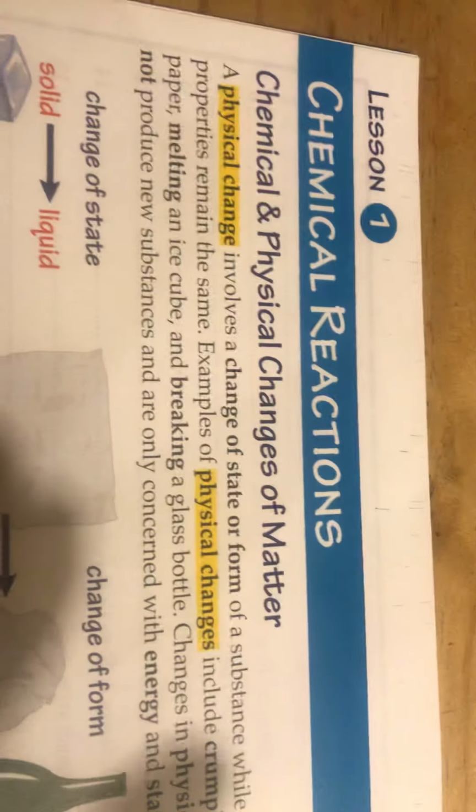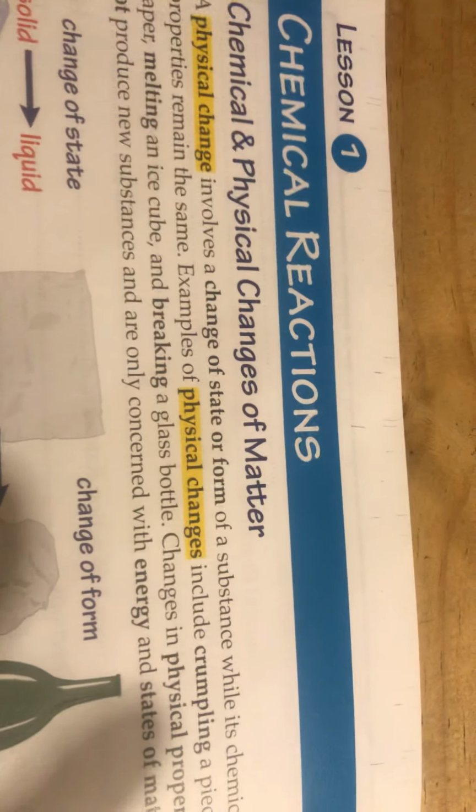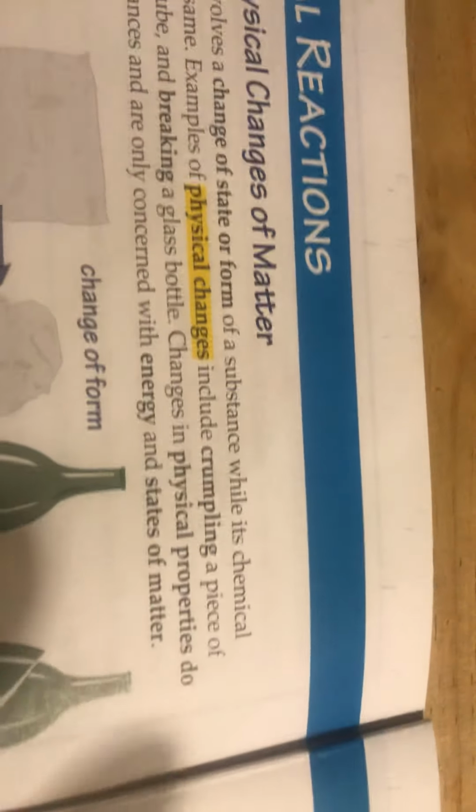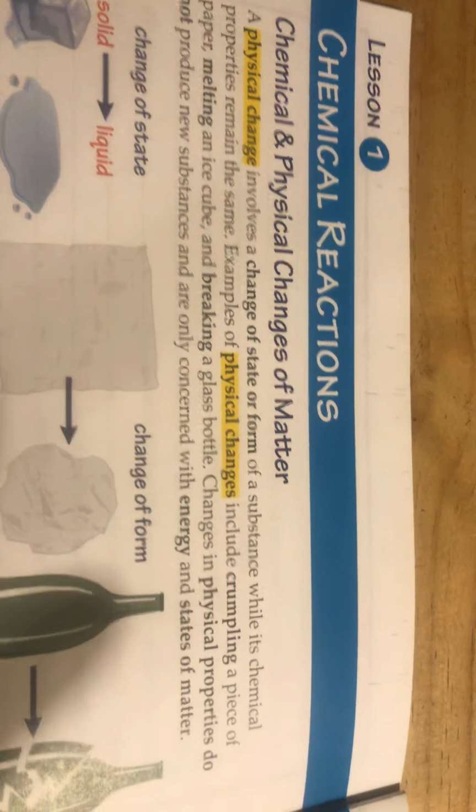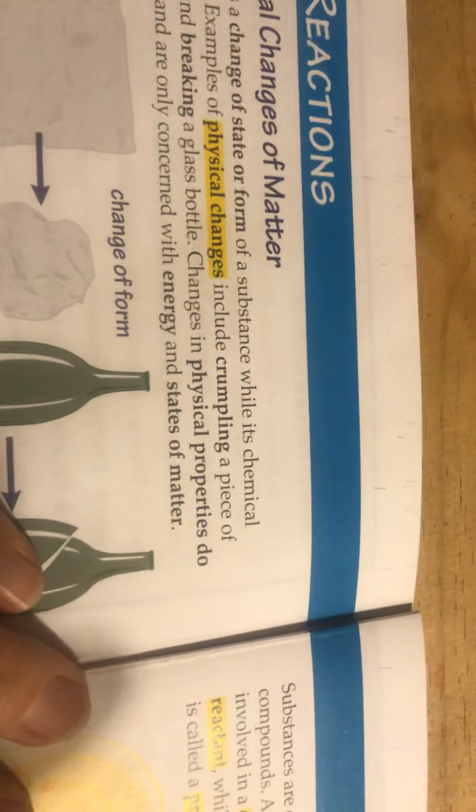So a physical change involves a change of state or form of a substance while the chemical properties remain the same. Examples of physical change include crumpling a piece of paper. Look at this. So this is paper, right? Okay. Paper, you agree? Okay, there it is, crumpling. All right. Is it still paper?